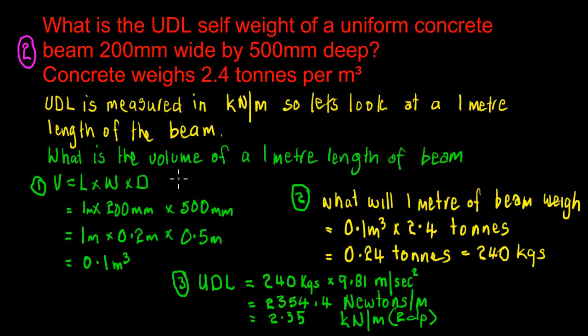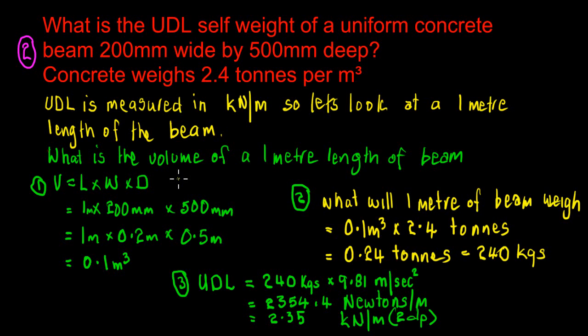So what will a 1 meter length of beam weigh? Well, it'll weigh 0.1 cubic meters times 2.4 tons, and that is 0.24 tons, or 240 kilograms. So, what's the UDL? Well, the UDL is 240 kilograms times the acceleration due to gravity, 9.81. Multiply that out.